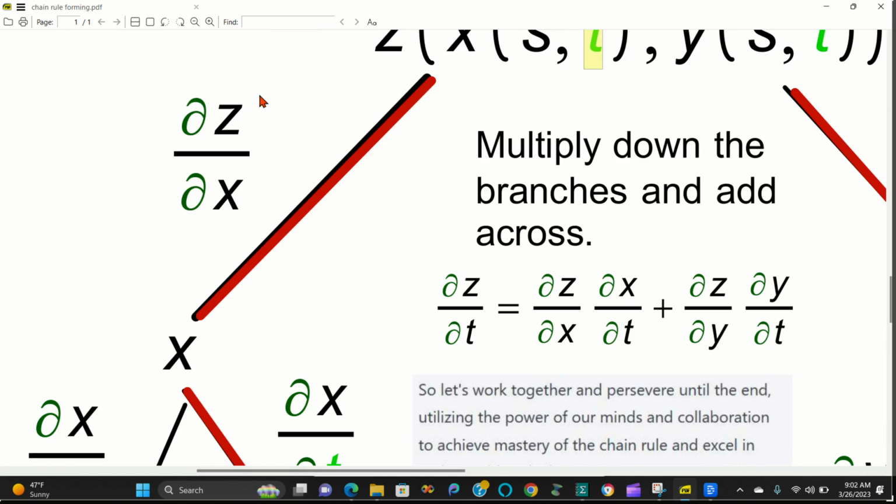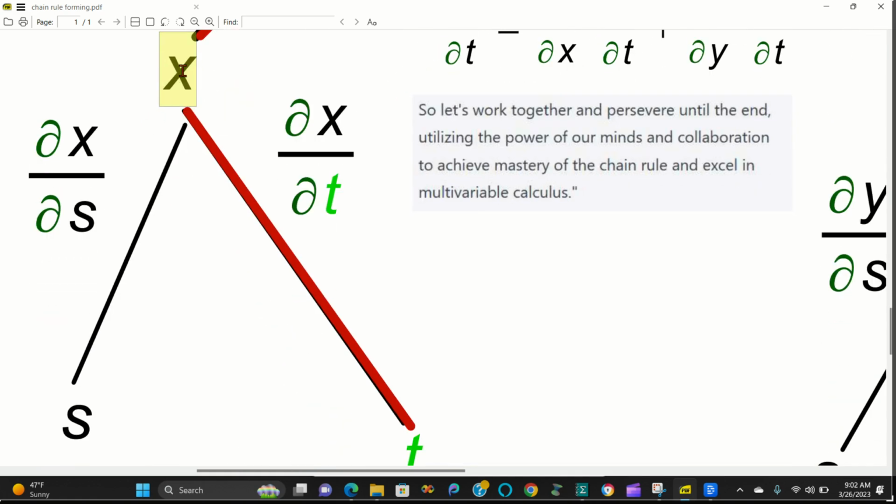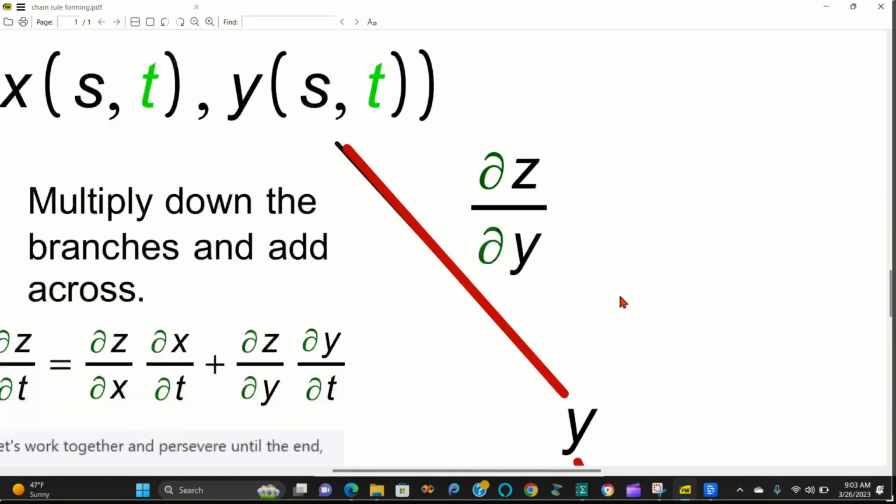I'm going to go down this branch. So this is going to be the partial of z with respect to x, because z depends on two variables. This here is x. Now the x, as you can see, has its own two branches. So that's why over here is the derivative of x with respect to s. But now this time, we're going to use the derivative of x with respect to t. We're going down the red branch over here. Then we repeat on this side.